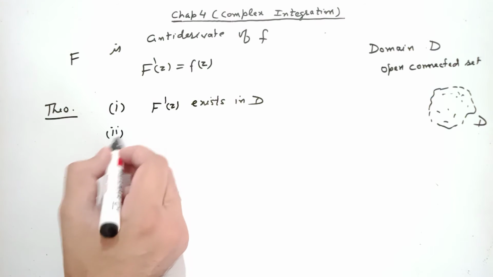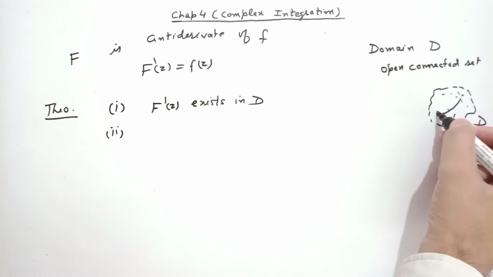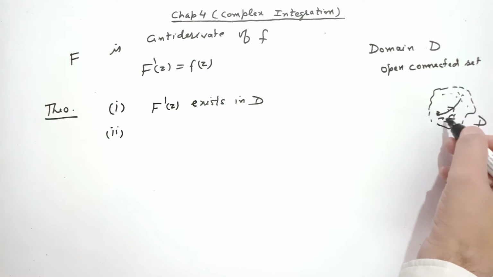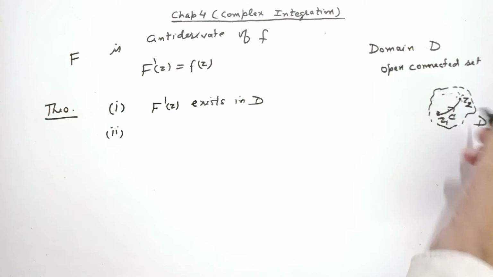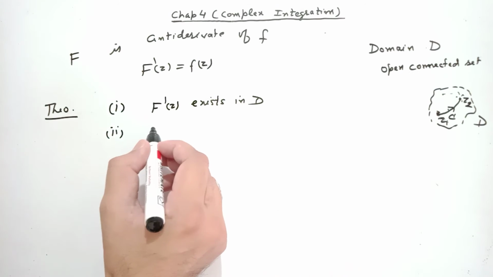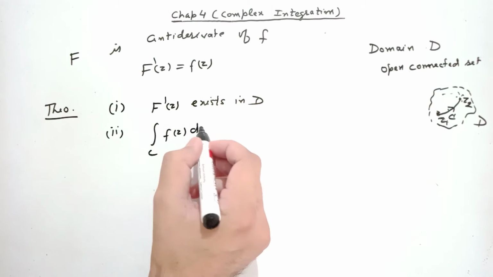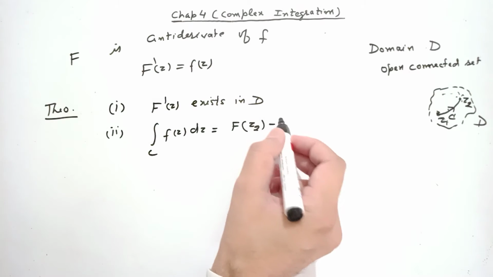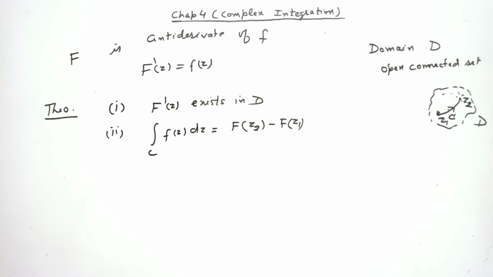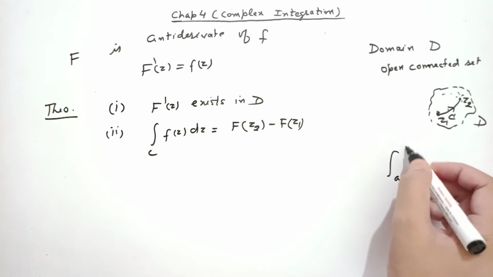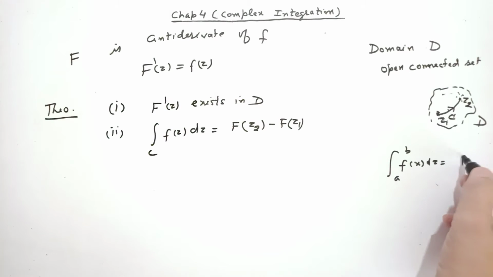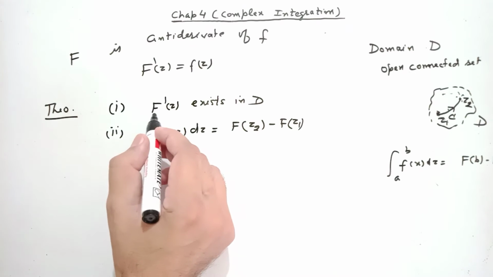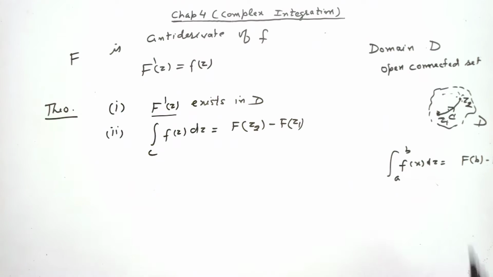Okay, and second, if C is any contour inside this domain extending from point z1 to z2, then the integral of f(z) along C is given by F(z2) minus F(z1). This means for solving the contour integral of f(z), you can just use the endpoints as you do in reals. In reals, how do you find the integral over an interval? You write the antiderivative, after that you put the upper limit and lower limit. Correct? So this result can be used in complex analysis also, provided the antiderivative exists. Okay. What if it is a closed path?